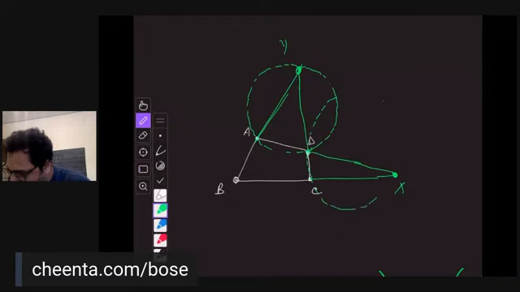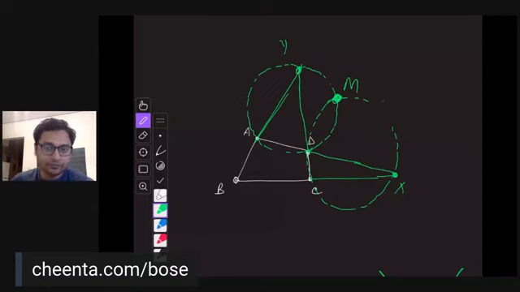We drew two circles, not very pretty, like this. Well, they will intersect at some point. Let's call that point M. If they intersect at some point, let's call that point M.